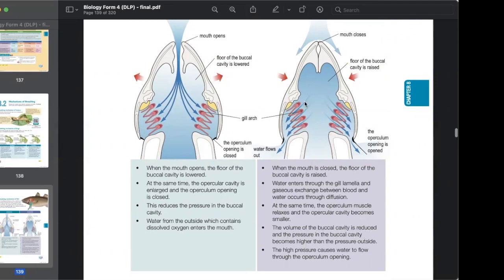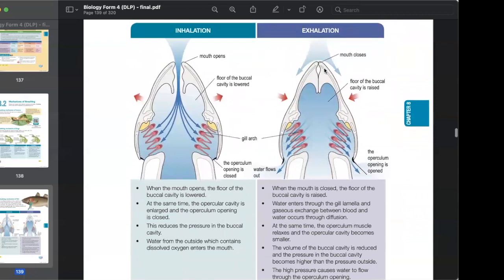Awak tukar saja. Okay, cikgu ulang balik. Okay, untuk exhalation, mouth dia close. And then buccal cavity rise. And then operculum terbuka. So what is the result? The result would be the water pressure in the buccal cavity increase or higher than the water pressure from outside. So this water pressure will push the water.